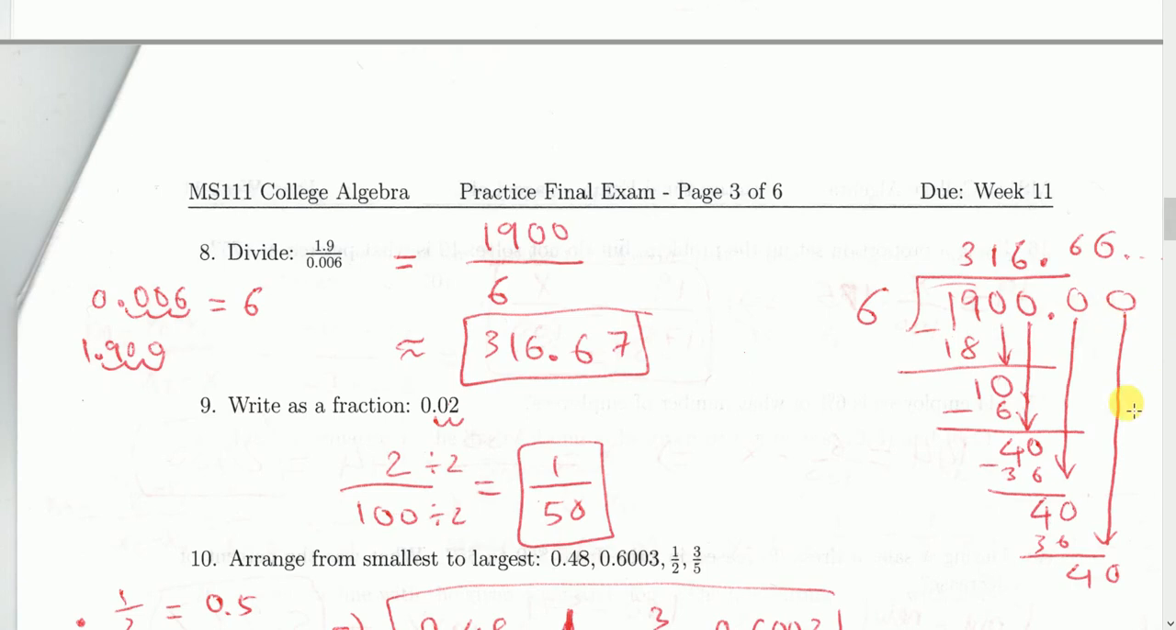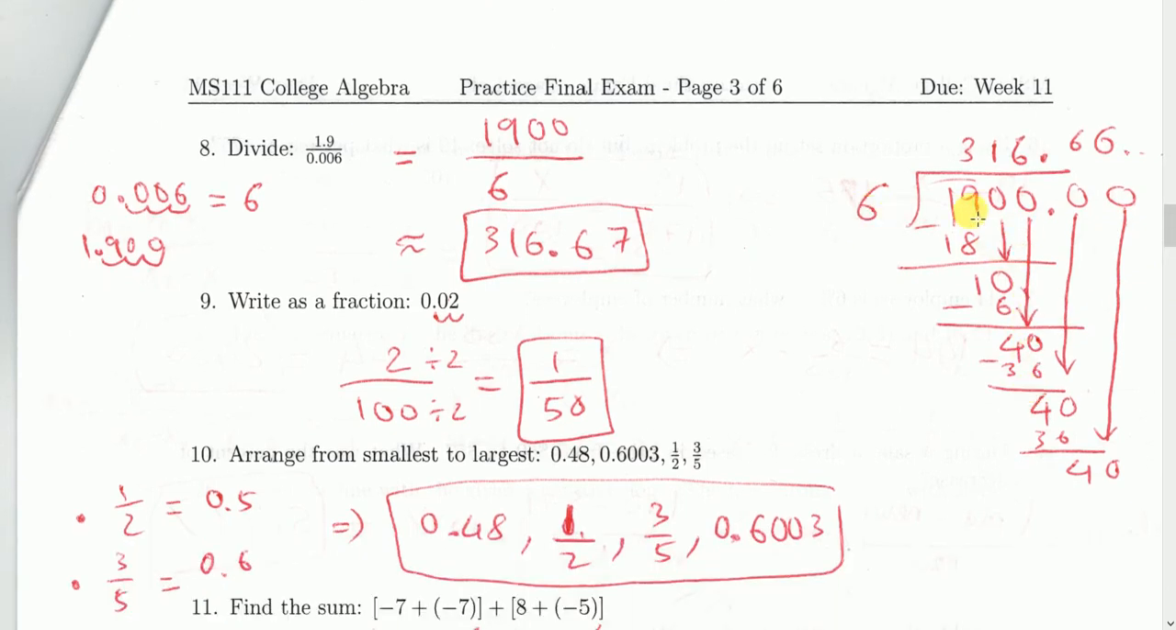Then if you do the long division here, 6 goes into 19 three times, which gives you 18, because 6 times 3 is 18. Then 19 subtract 18 is 1, bring down the next 0. 6 goes into 10 once, 6 times 1 is 6, 10 minus 6 is 4. Then bring down the next 0, 40. 6 times 6 is 36, and 40 minus 36 is 4. Then there's a decimal point at the end. You bring down the next 0, which is 40 again.